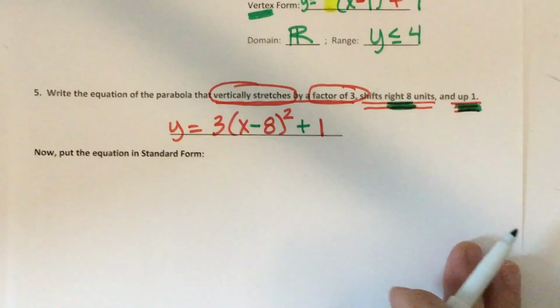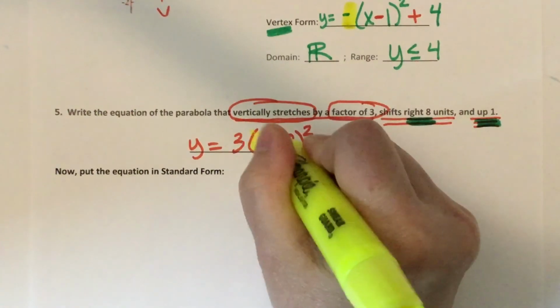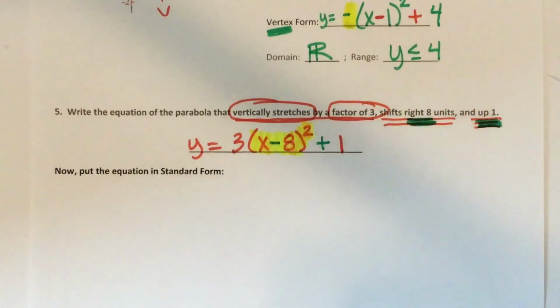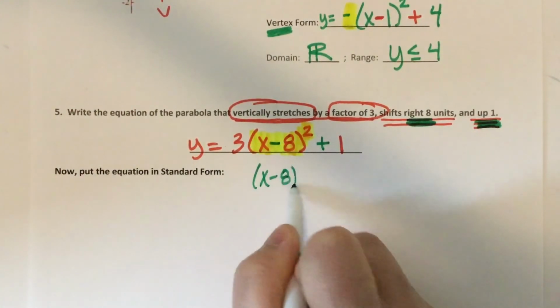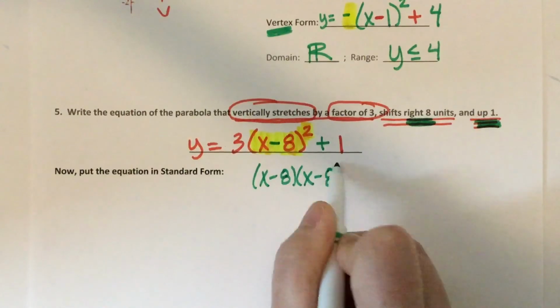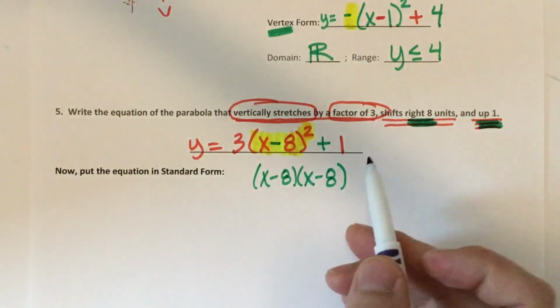Okay, so now to put this in standard form. I thought I would just go ahead and do this because I figure of all the things you're struggling with, it might be this. So first, I'm going to write this twice, because when you square something, it means take it times itself. So x minus 8 squared means to take x minus 8 times x minus 8. Okay, so now I'm going to multiply this out.